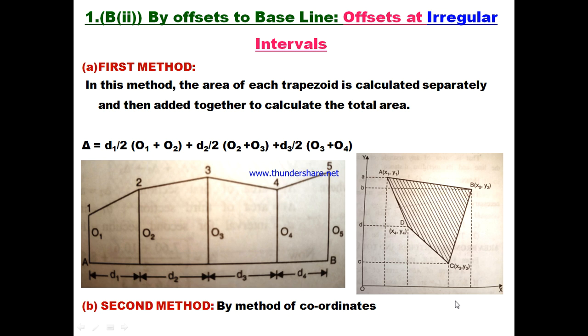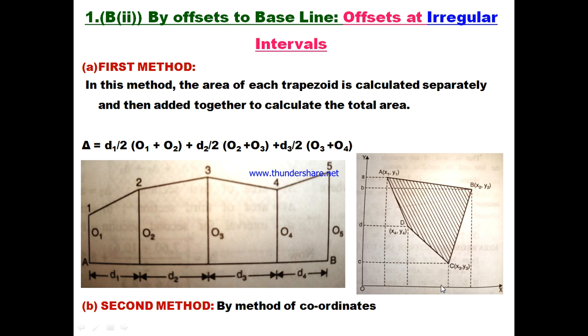In the same manner, we will calculate the area of BBCC. BBCC will be equal to 1 by 2 (y2 minus y3). Where is the y2? This one is the y2, then y3. So (y2 minus y3) into (x2 plus x3), where x2 is measured up to here, plus x3. So it will come like that.